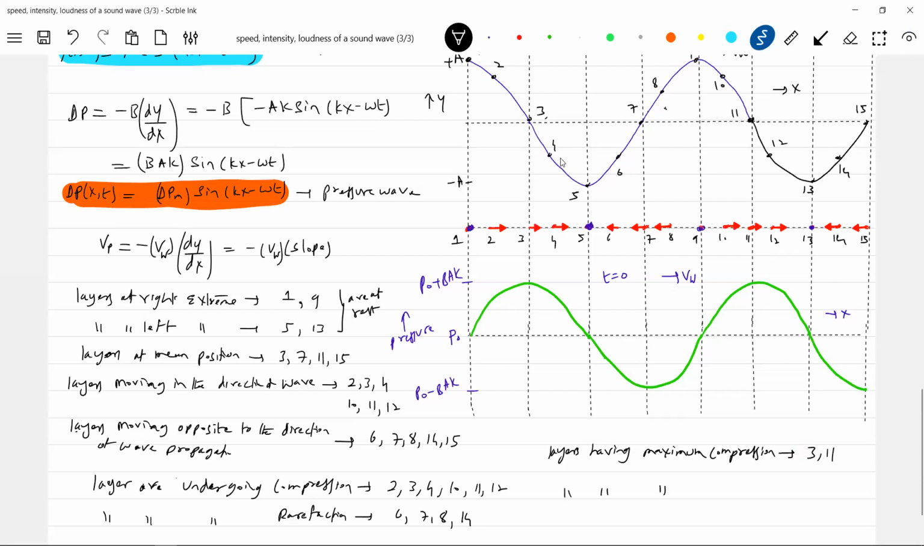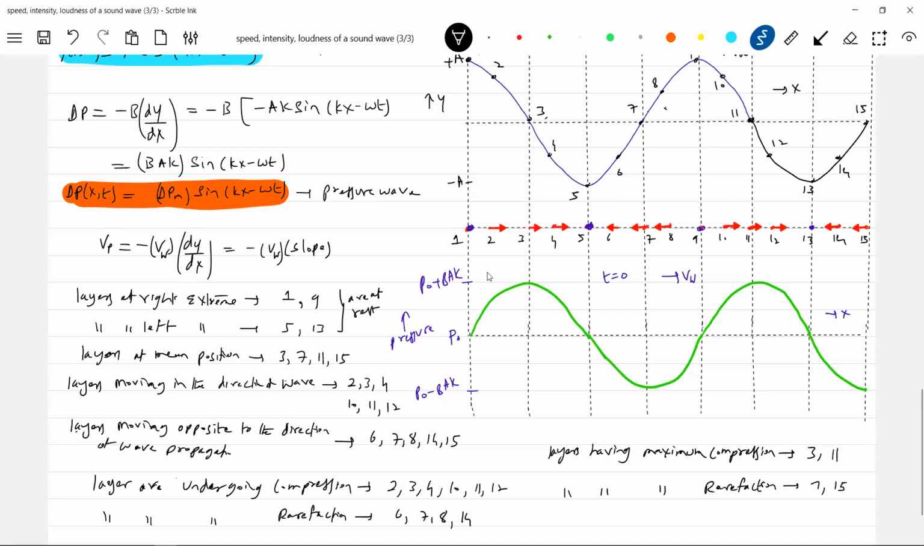Layers having maximum rarefaction: which layers? Sorry, 7. Pressure is how much? Minimum, no? P naught minus BAK. And again here, P naught minus BAK. So 7 and 15. Slowly, I think now you are able to understand.